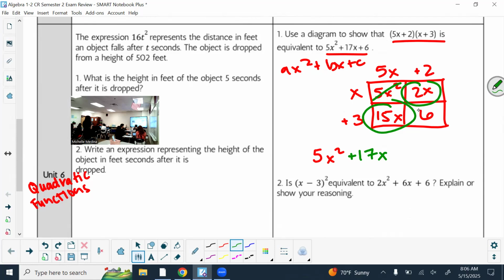Lastly, this 6 doesn't have a like term. It's all that's left. It's positive, so we can put plus 6. And because this and this are the same, that is how you can show that they're equivalent.